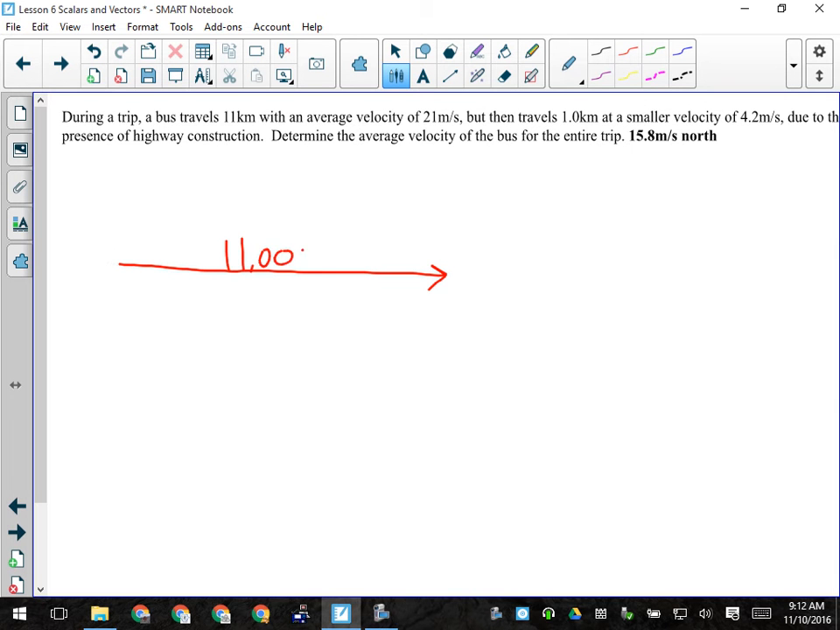11,000 meters. I'm just going to do that conversion right away. 11,000 meters. Oh, and this is the one where I said take the velocities out. Remember I said it was a typo? And I was looking for speed. So we were to take those parts out. So it goes 11,000 meters, and it does that at a speed of 21 meters per second. Then it travels 1 kilometer.